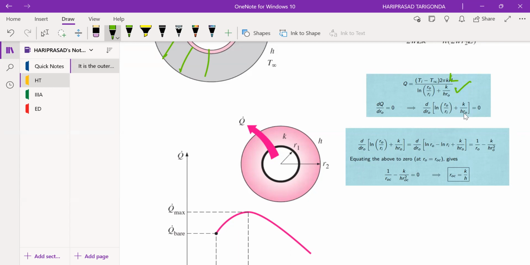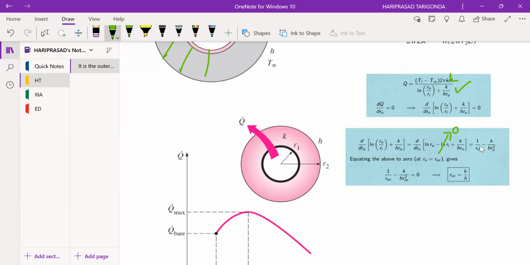So R naught means outer surface area, outer radius. So here you will get ln of R naught by Ri, that is, ln of R naught minus ln of Ri. Since we are differentiating with respect to outer radius R naught, this value will become 0. Differentiation of ln R naught will be 1 by R naught. Differentiation of k by h R naught will be k by h R naught square.